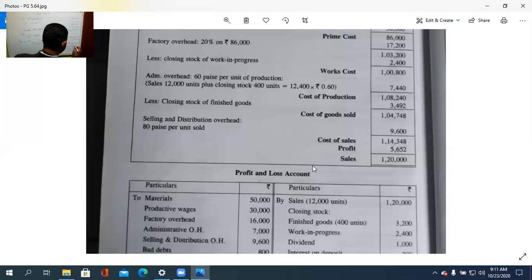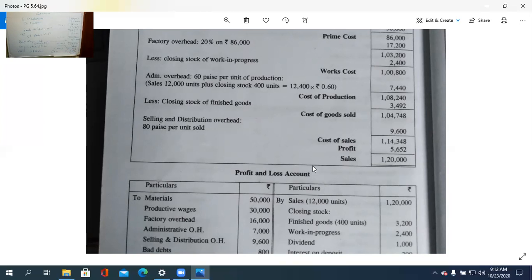So 3,492. Sorry, less closing stock of finished goods. That is this. So how much is it? 104,798. So this is COGS. Okay. And selling and distribution overhead, S&D overhead. How much is it? 80 paise per unit sold. So 12,000 into 0.80. So it is 9,600. So this is cost of sales. How much is it? 114,348.